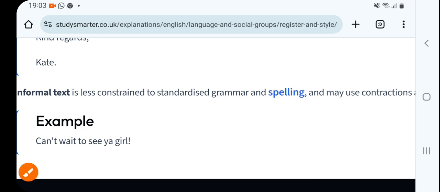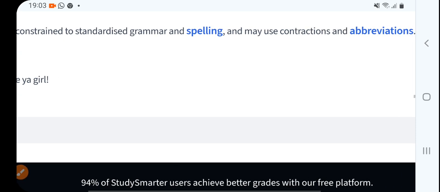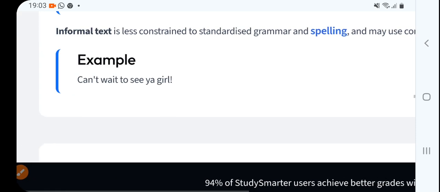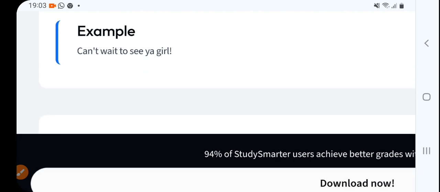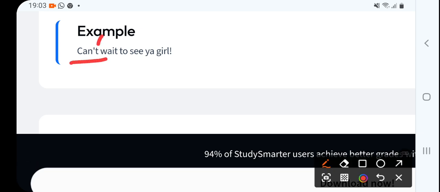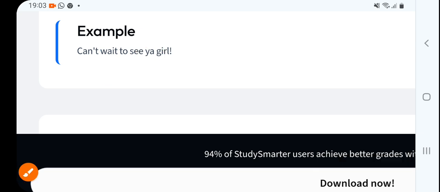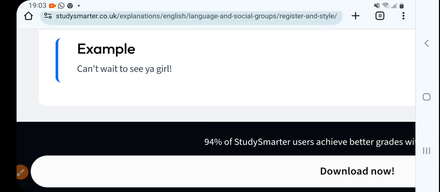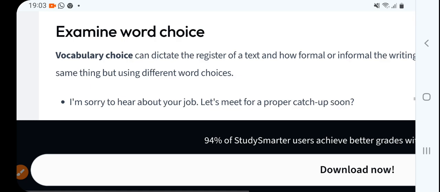So these kinds of spellings you can use, and there is a lot of use of contractions and abbreviations, as in "can't wait to see y'all". Here, "can't", right? And "y'all", right? So this type of language is used in informal text, right?